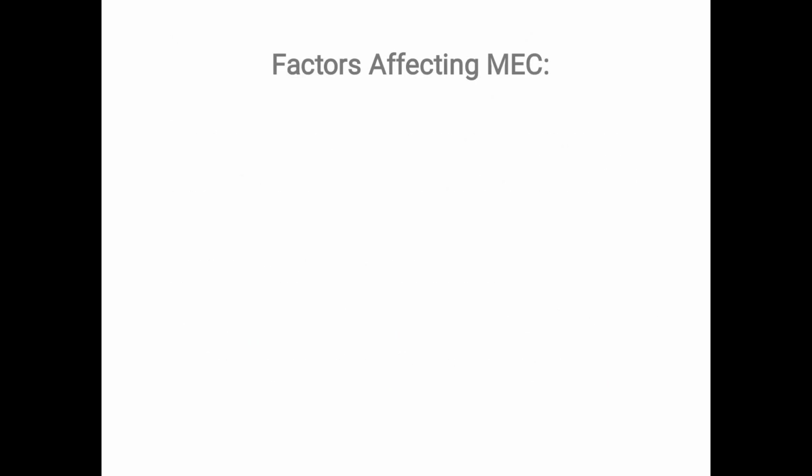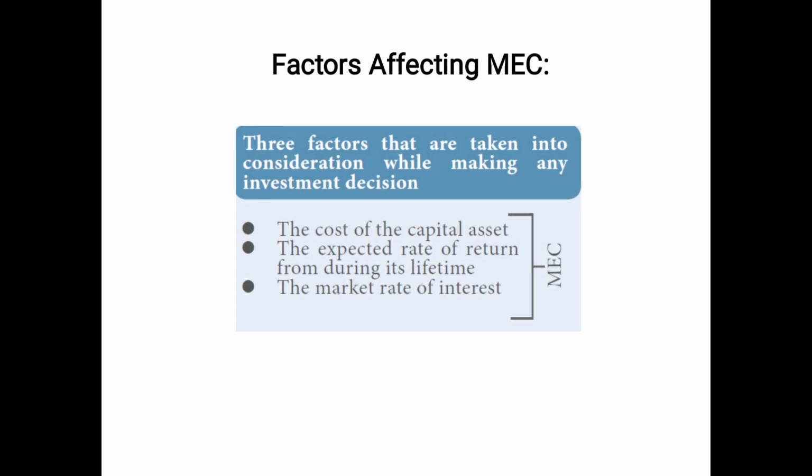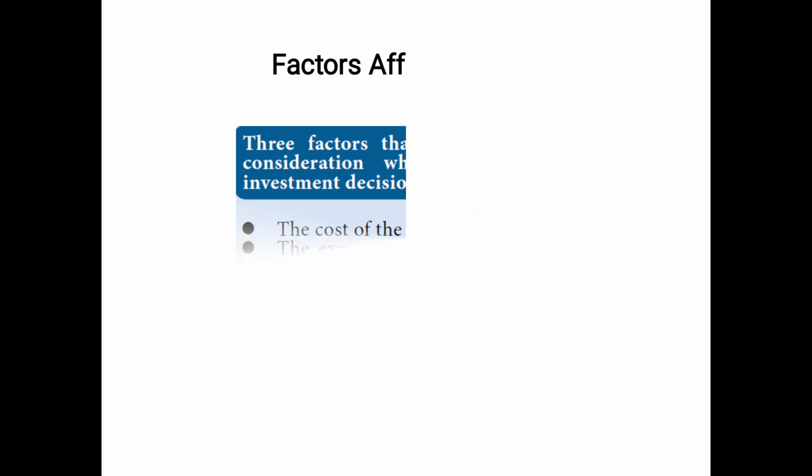The next one tells you the factors affecting marginal efficiency of capital. What are the factors which are affecting MEC? First is the cost of capital assets. Second one, the expected rate of returns. The third one is the market rate of interest. The marginal efficiency of capital is influenced by short run as well as long run factors.